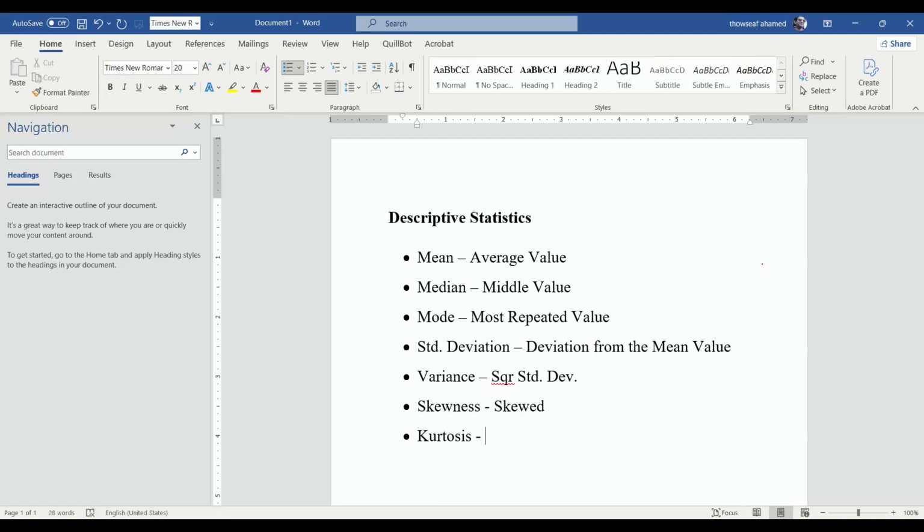And kurtosis is the measure of peakness. Say, for example, mostly in economics, a particular piece of news may shoot up the price of stocks. In order to measure those things, kurtosis is highly used. This is what descriptive statistics is, the entire thing I talk about. Descriptive statistics deals only with all these important parameters, and inferential statistics is what I have already explained. So I hope you are clear with the entire statistical data analysis part.